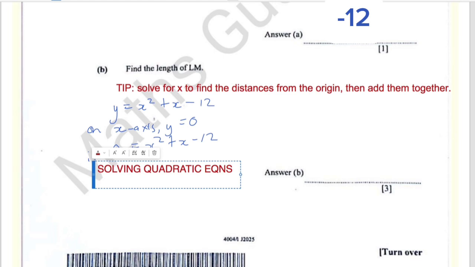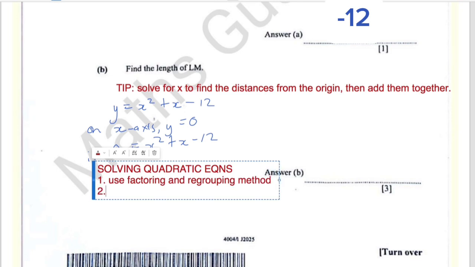We have, for our level, 4 different methods which we can use to calculate or solve for the unknown in quadratic equations. We can use the factoring and regrouping method, which is the one that I will use. I find it quite simple if it is applicable. Okay, we can use the factoring and regrouping method.